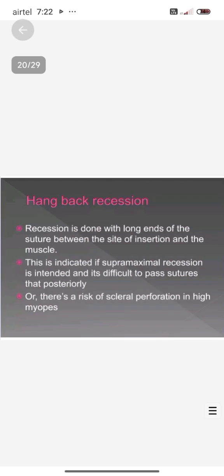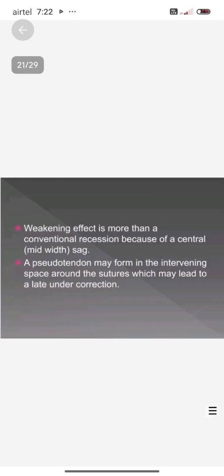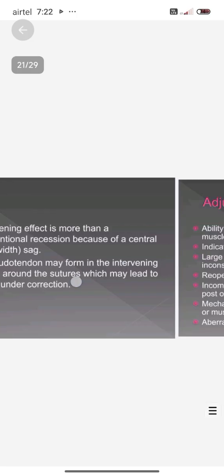Hang-back recession is done with the long end of the suture between the site of recession and the muscle. This is indicated for supermaximal recession, and it is difficult to pass sutures posteriorly, where there is risk of scleral perforation in high myopes. The weakening effect is more than a conventional recession because of the central sag. The pseudotendon may be spread out around the suture, which may lead to lateral undercorrection.